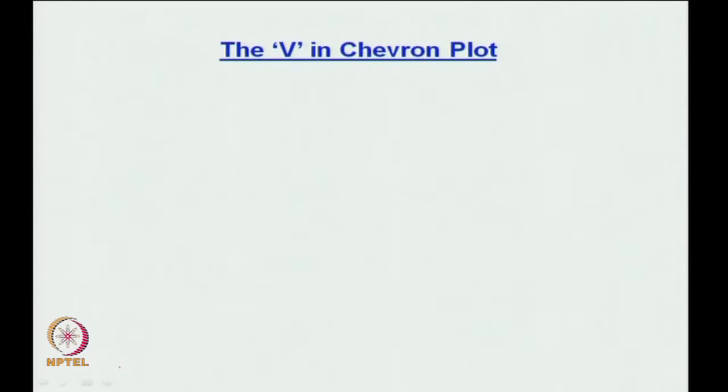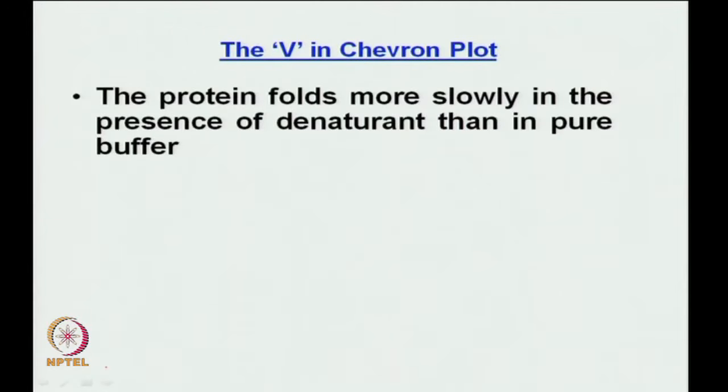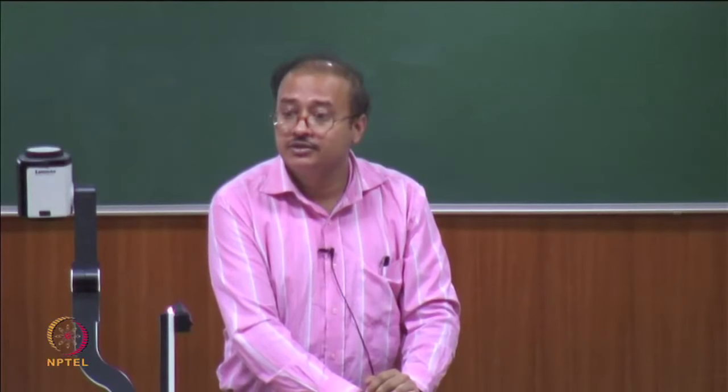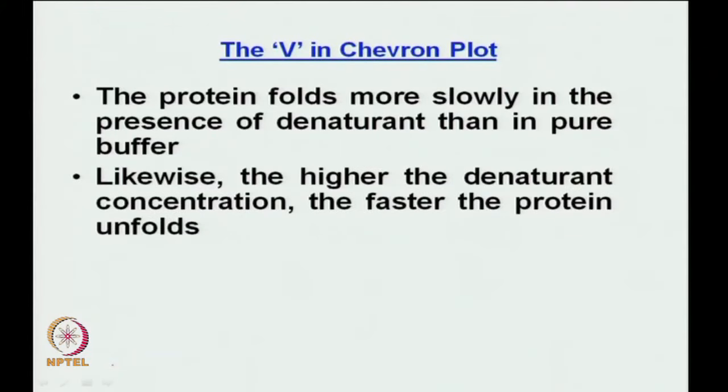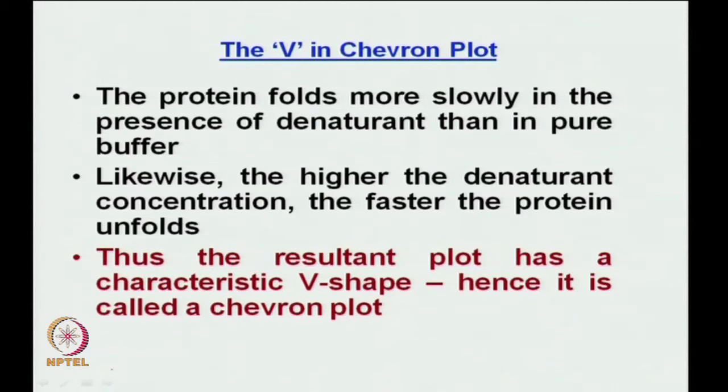So, as I said, the V in the chevron plot. What is the V in the chevron plot? It means that the protein folds more slowly in the presence of denaturant than in pure buffer. That is understandable, because remember what ln k_f was? ln k_f was equal to ln k_f H2O minus m_kf times d, right. So, in presence of denaturant it would fold more slowly. Likewise, the higher the denaturant concentration, the faster the protein would unfold.